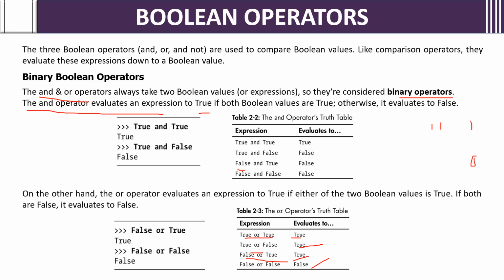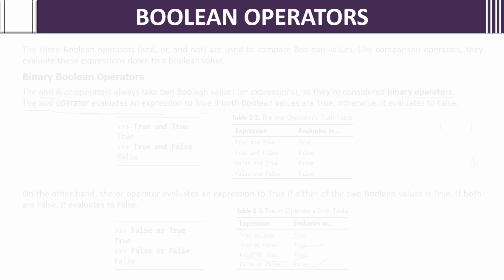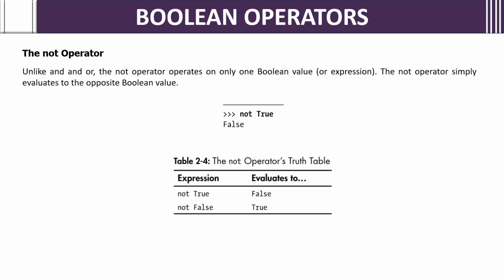The and and or operators are done. Now we will see the NOT operator. Unlike and or, the NOT operator has only one Boolean value. The NOT operator simply evaluates to the opposite Boolean value. Not true means false. Not false means it will give true. For example, not true is not 1, so 1 will evaluate to 0 for a NOT gate. For not false, 0 will evaluate to 1. The same way here, not true means it will give the opposite, that is false. Not false means true.